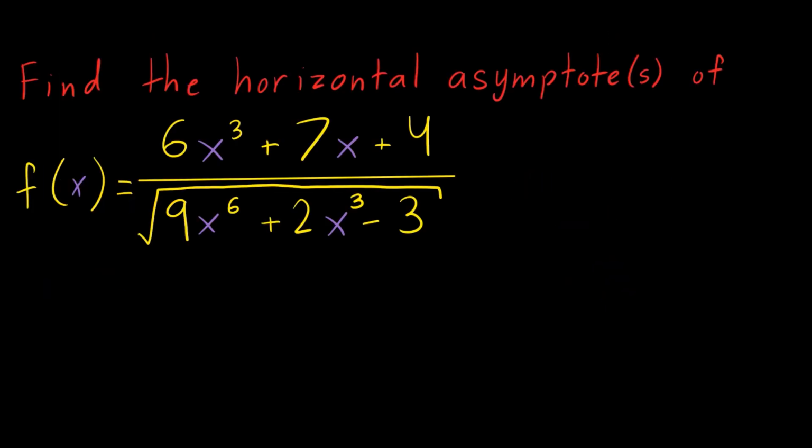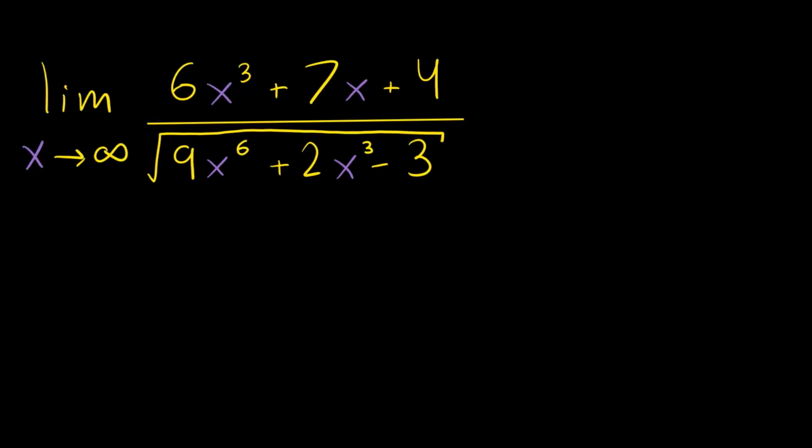Alright, so this question is asking us to find the horizontal asymptotes of f of x whenever it's defined to be 6x cubed plus 7x plus 4, all that divided by the square root of 9x to the 6th plus 2x cubed minus 3. If you recall from a few seconds ago, the way that we find horizontal asymptotes is just by taking the limit as x approaches positive infinity and x approaches negative infinity. So let's do that, and I'll start with the positive infinity case.